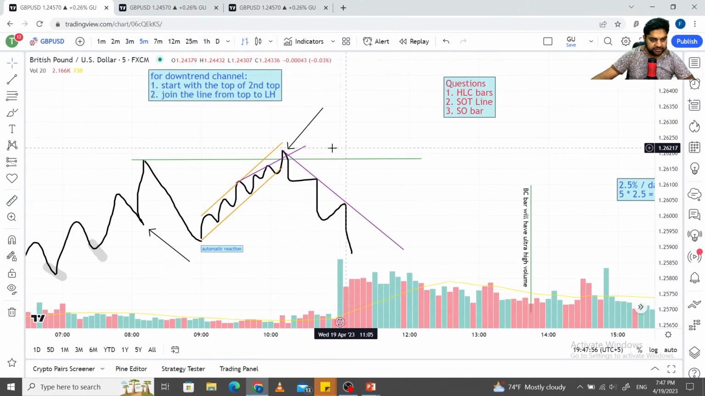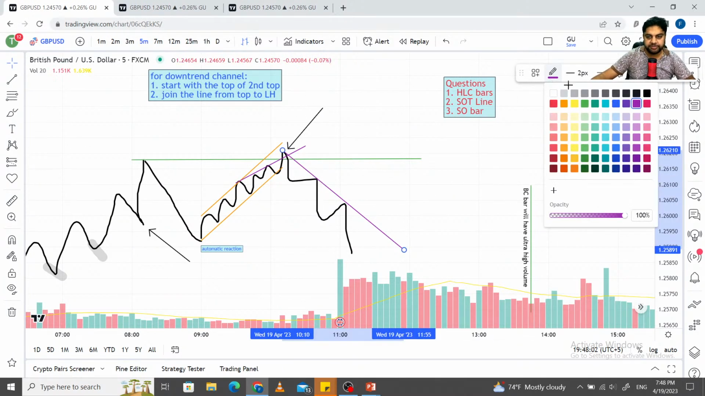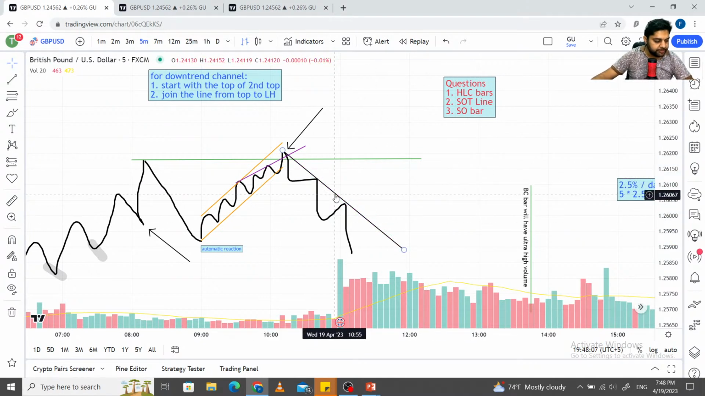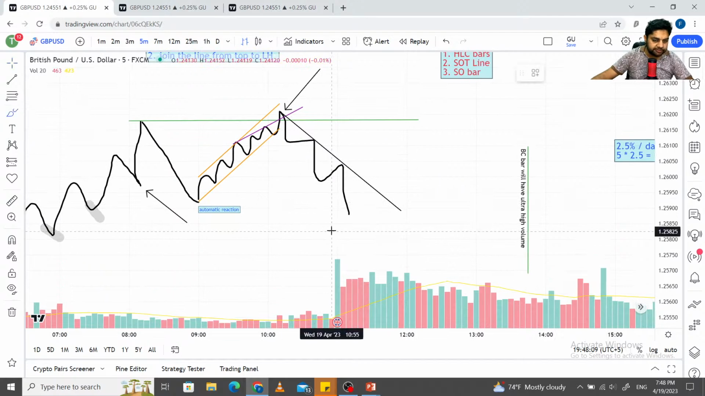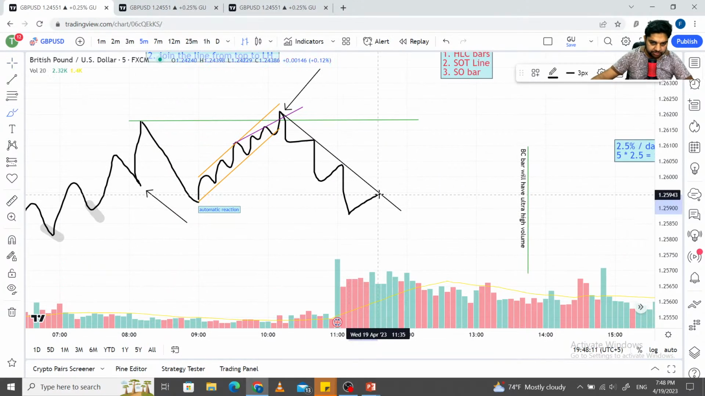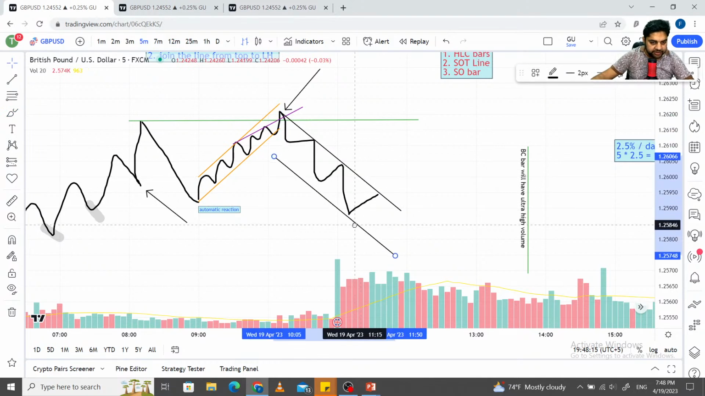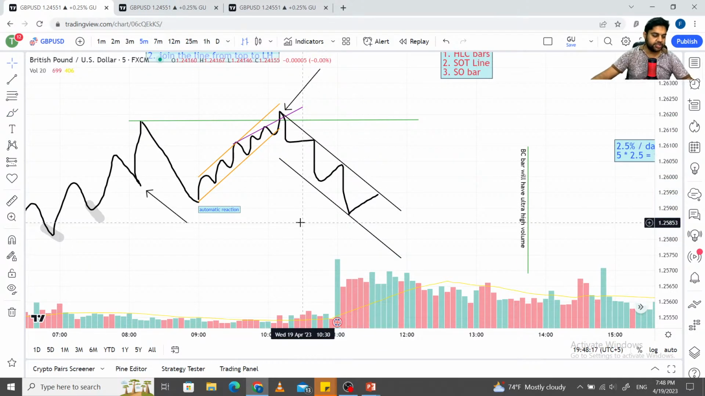So we started from the top and then we came down. We joined these 2 points, point number 1 and point number 2. Let's make it black. And what do we do now? We will put it on the other side of the market. So this is like this. We clone this line and we will put it over here. So this is how we draw the trend channel.